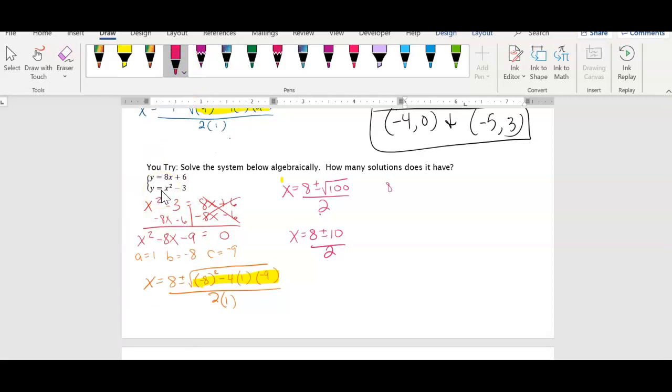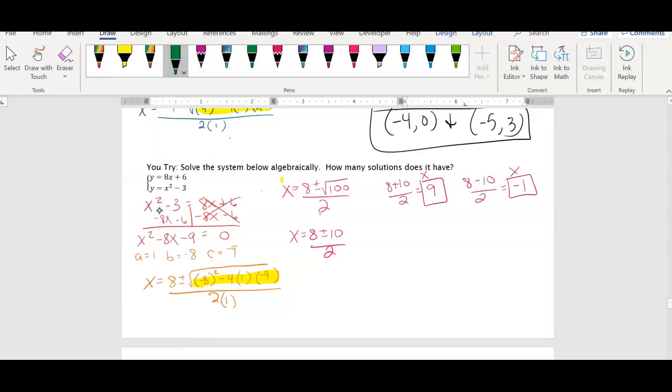8 plus 10 divided by 2, and then 8 minus 10 divided by 2. So 8 plus 10 is 18, divided by 2 is 9. So that's one of my x values. 8 minus 10 is negative 2. Negative 2 divided by positive 2 is negative 1. That's my second x answer.